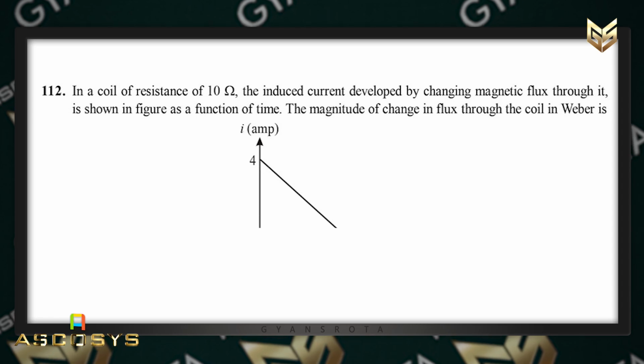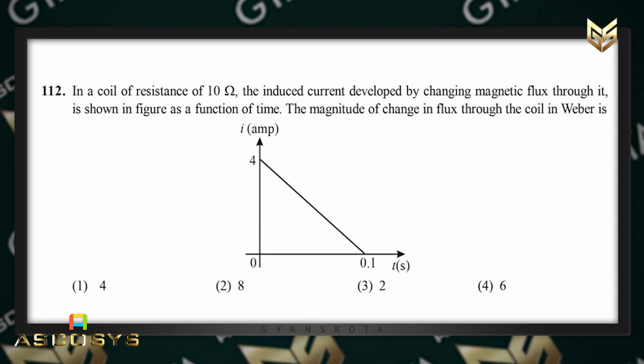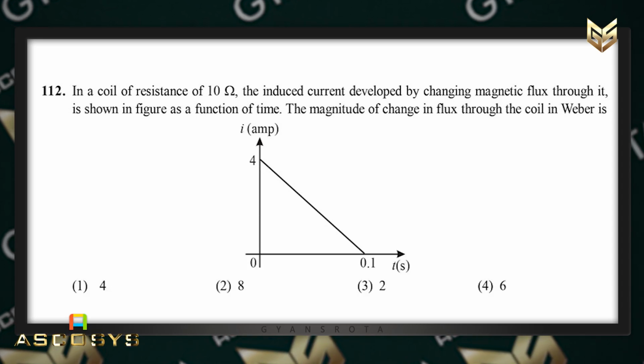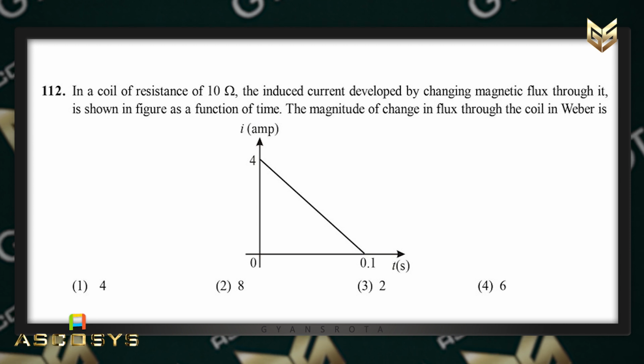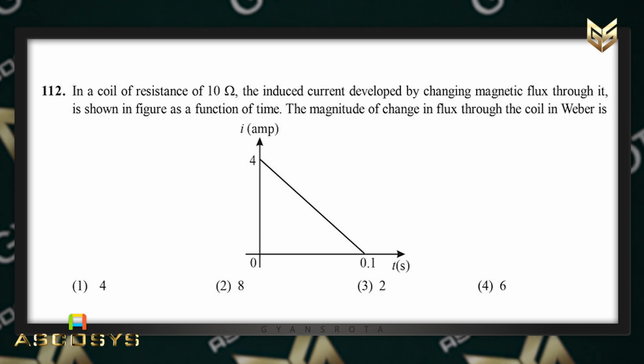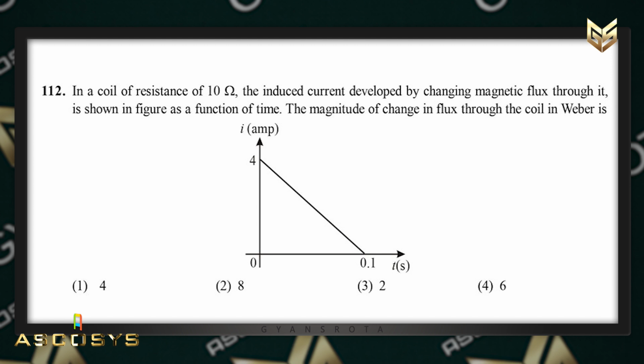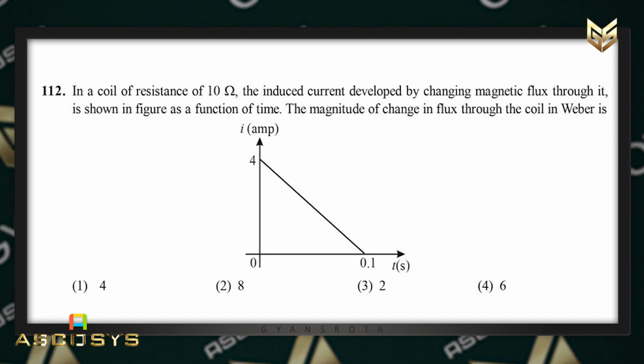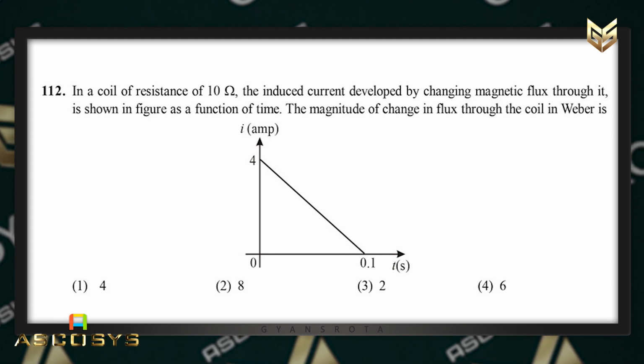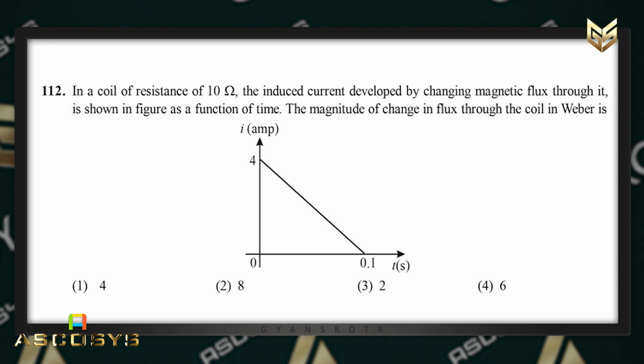It says that in a coil of resistance of 10 ohm, the induced current developed by changing magnetic flux through it is shown in a figure as a function of time. The induced current which is developed is given by the graph with respect to the time. The magnitude of change in flux through the coil in Weber will be how much?